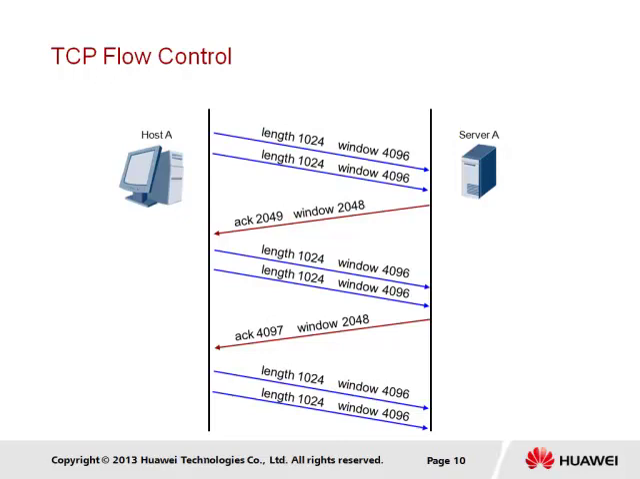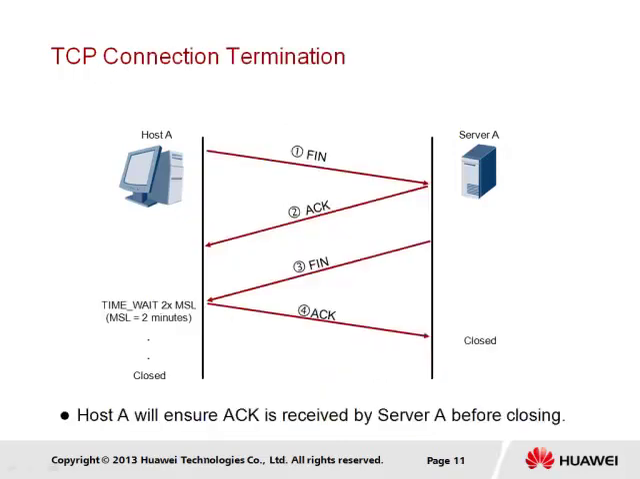Host A, upon receiving this acknowledgement, can proceed to send the next set of 2048 bytes, which again is acknowledged with a value of 4097. The window size of an end station can change as necessary, and where this occurs, the window field of the TCP segment will be updated and sent to the peer along with any data.